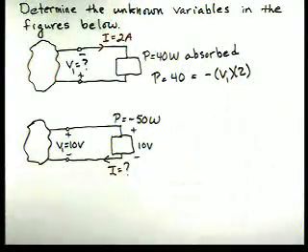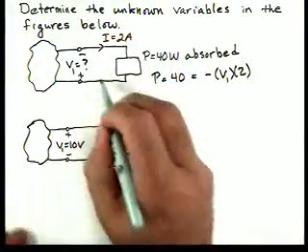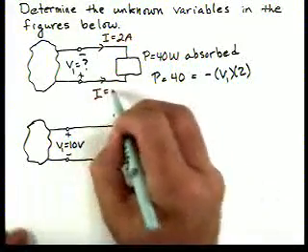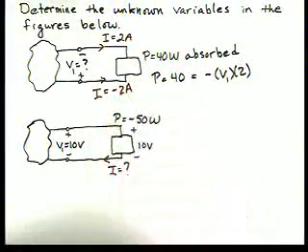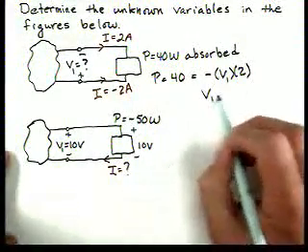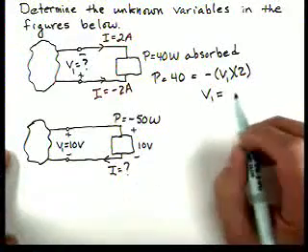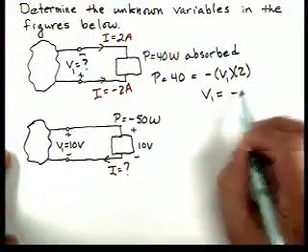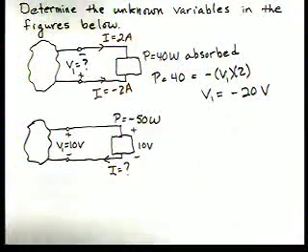Okay, now I could look at this a couple ways. I could also go in and say, well, if I had the current in this direction is minus 2 amps, that would satisfy the passive sign convention too. So if I solve here, I get V1 equal to minus 20 volts.